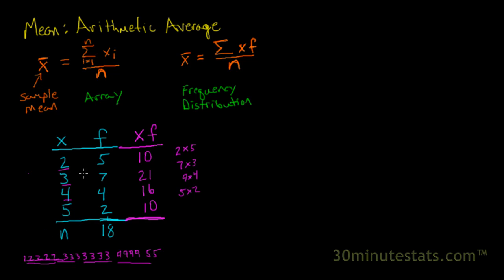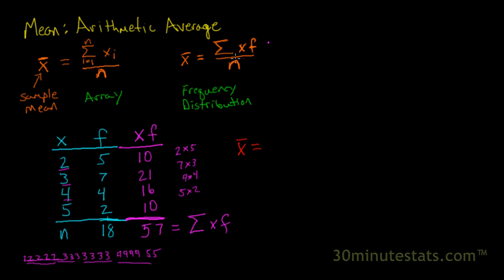So if we add this column of numbers together, the xf column, note that's our numerator. We want the sum of x times f. So if we sum this column up, we get 10 plus 21 is 31, plus 16 is 47, plus 10 is 57. And so we get 57 here, and that's equal to the sum of x times f.